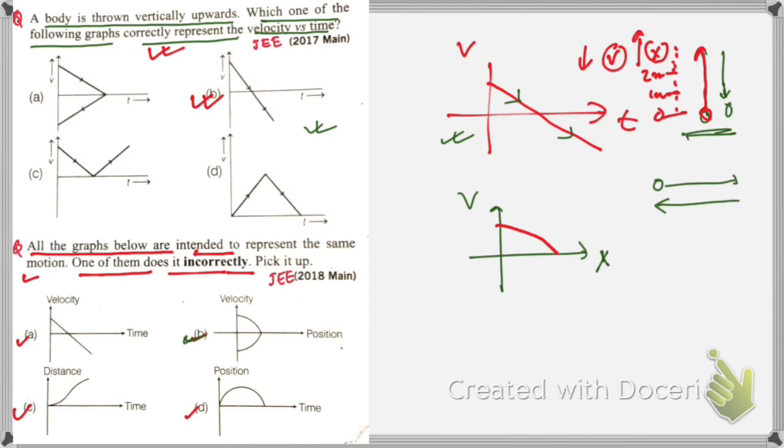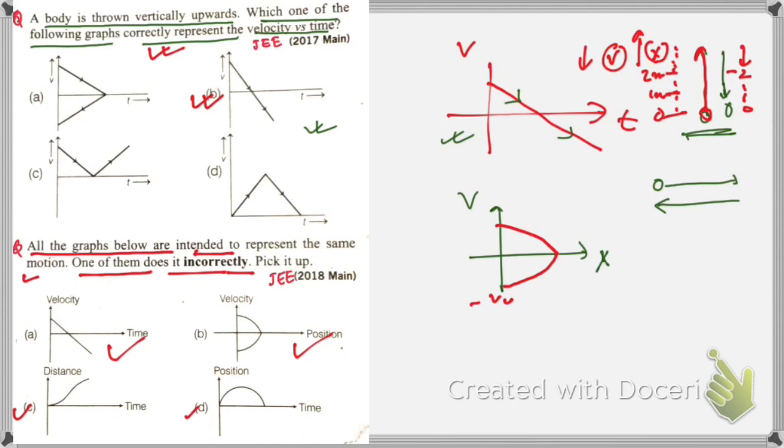And similarly, while coming downward, the position will be reduced, this height will be reduced from 2 meter to 1 meter, 1 meter to 0, like that, but velocity will be increasing. Velocity is increasing towards negative velocity, right? So this graph is also correct, okay? These first two graphs are correct. They are both representing the same motion, right?